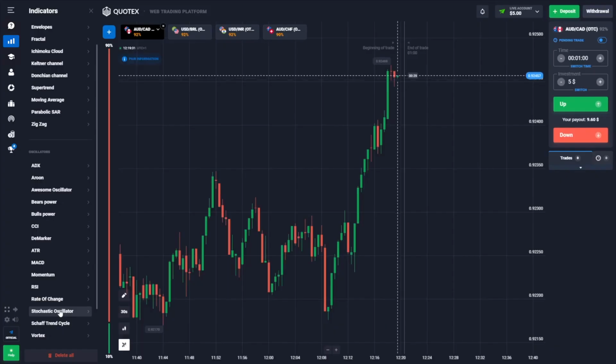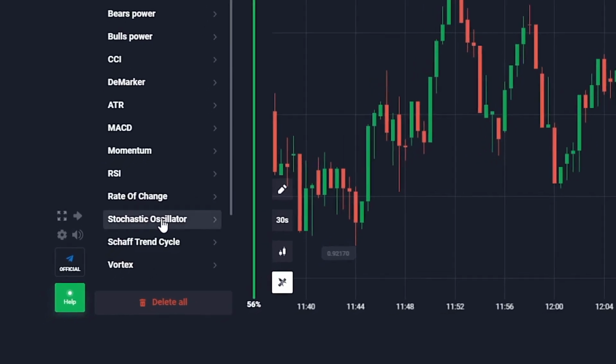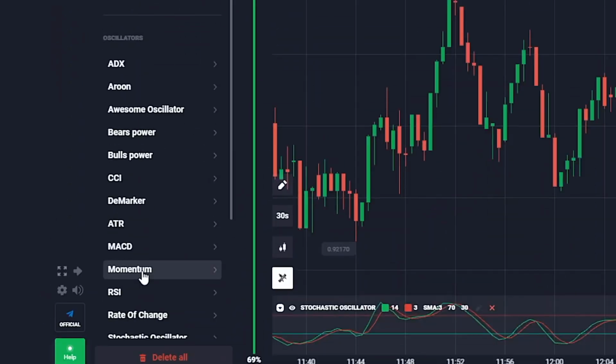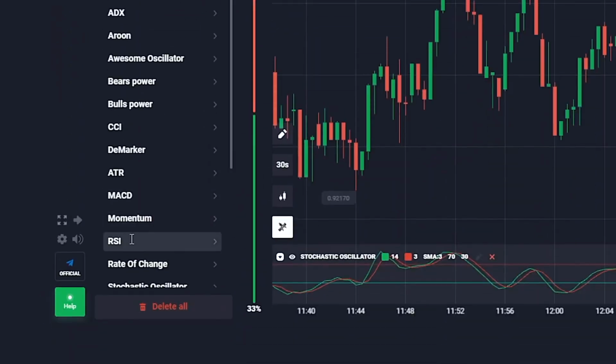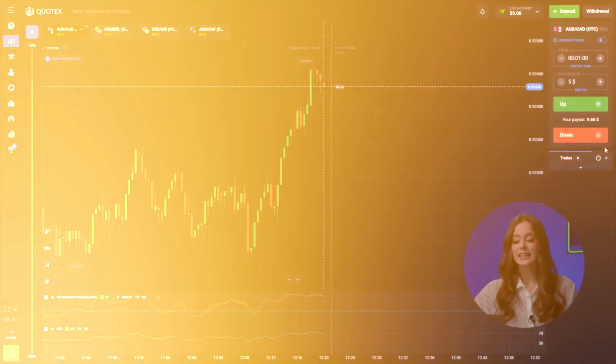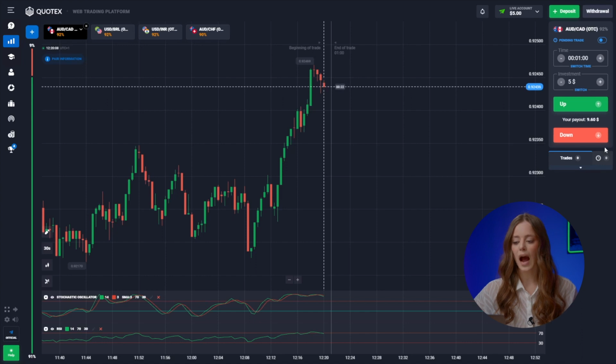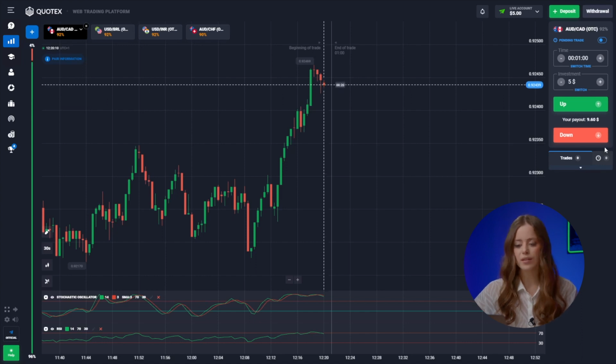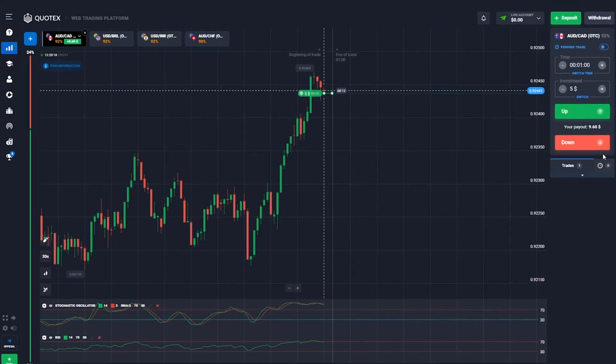The most crucial moment, selecting indicators. We will use stochastic and relative strength index, RSI. More about them in a bit. Now let's get down to business. Let's see the first pair. The upward trend continues, and both indicators signal an upward movement. So up we go.